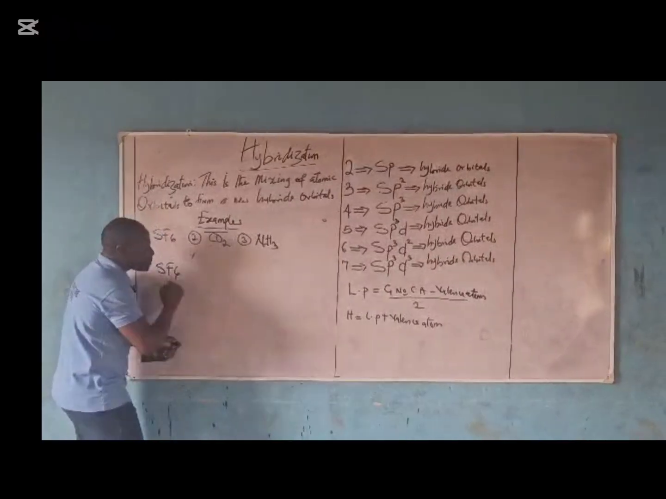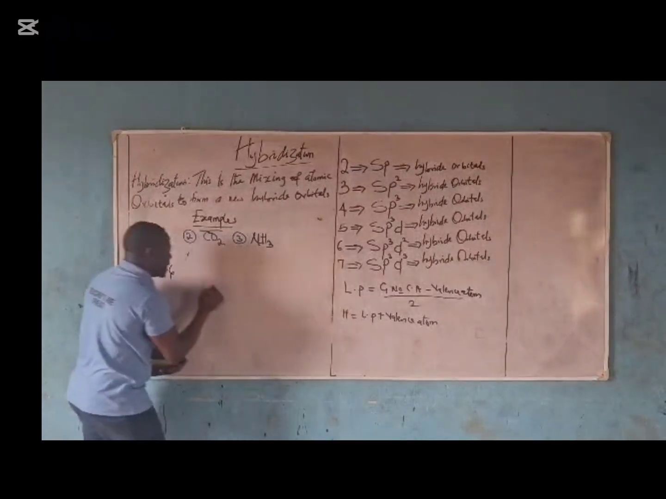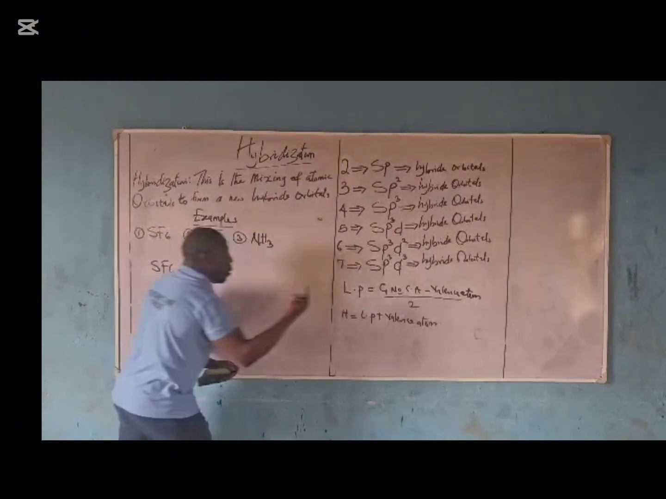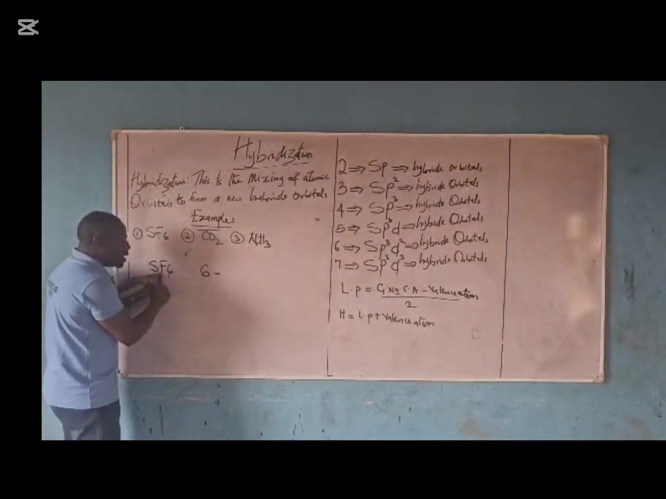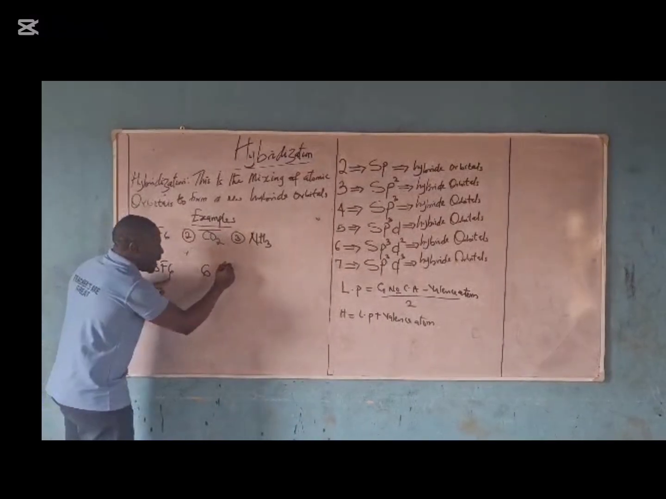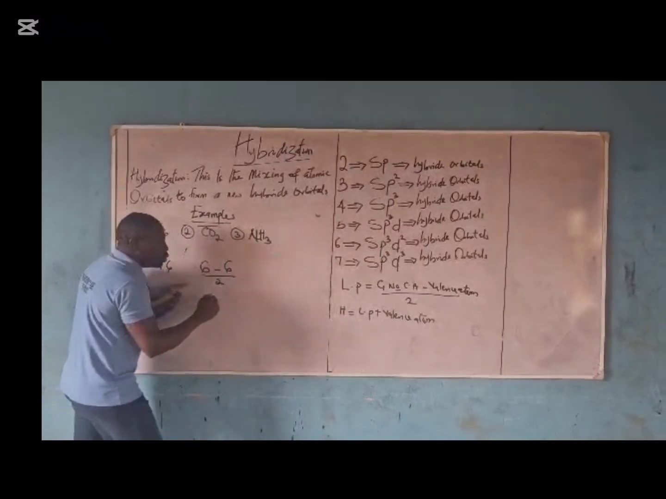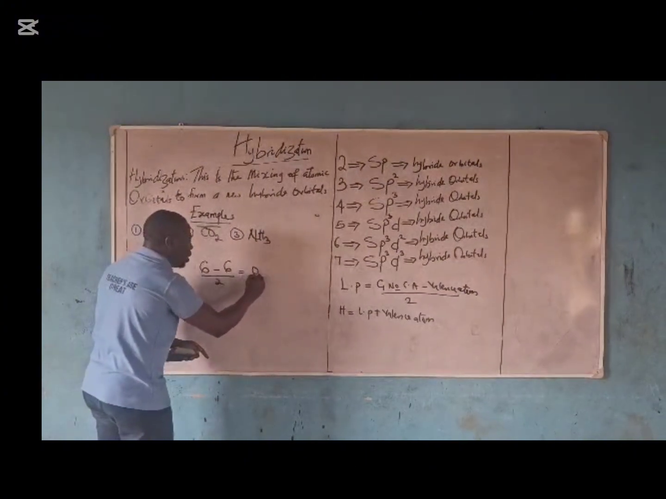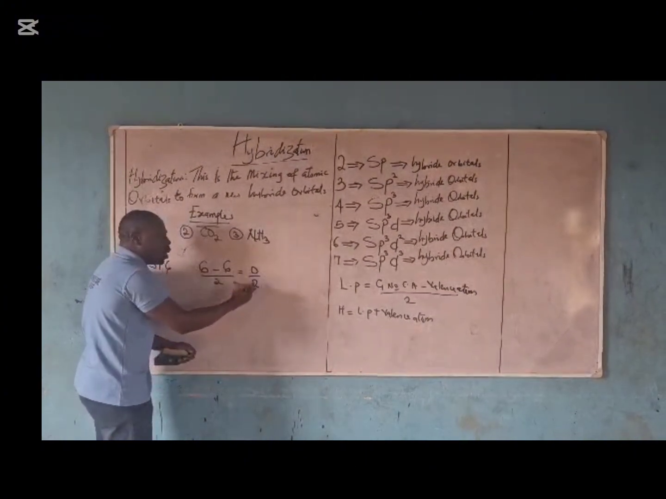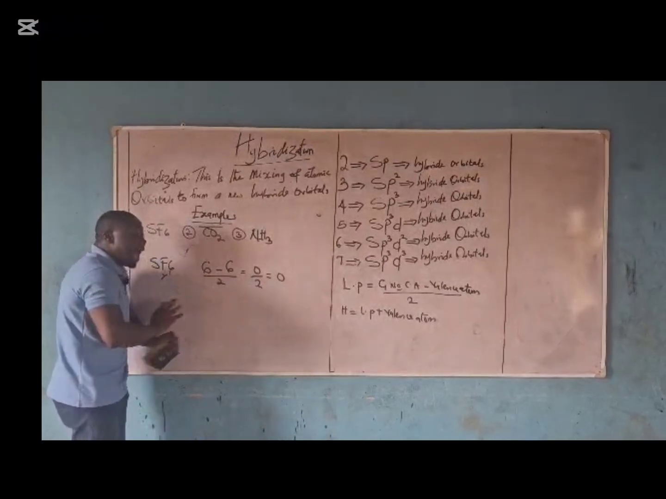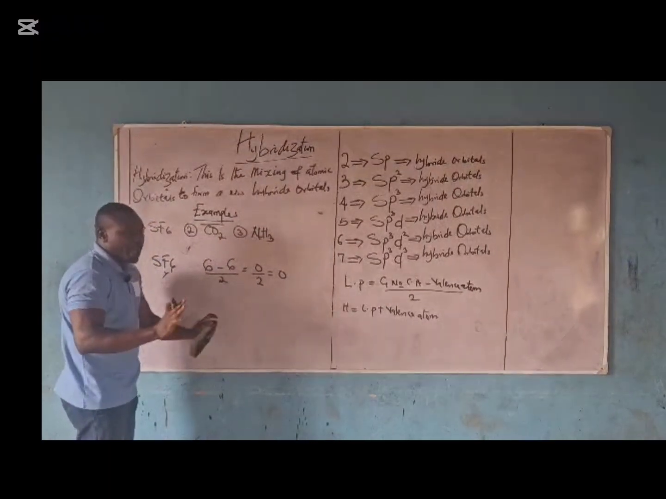So we now say the group number of the central atom, 6, minus the valence atom. What is the valence atom here? Fluorine. Fluorine has a valency of 1. 1 times 6 is 6. We have 6 all over 2. Now, 6 minus 6 will give me 0 all over 2. When you divide 0 by 2, it gives you 0. So this compound here has 0 lone pair of electrons.